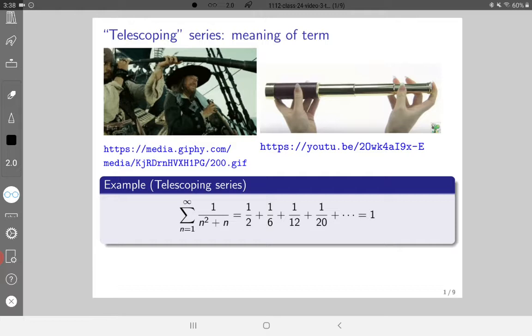And so I wanted to start by saying why we call these things a telescoping series, essentially because the cancellation that we're going to see in the terms reminds us of a collapsible, retractable spyglass, or like a pirate's telescope. So I put a couple examples here.